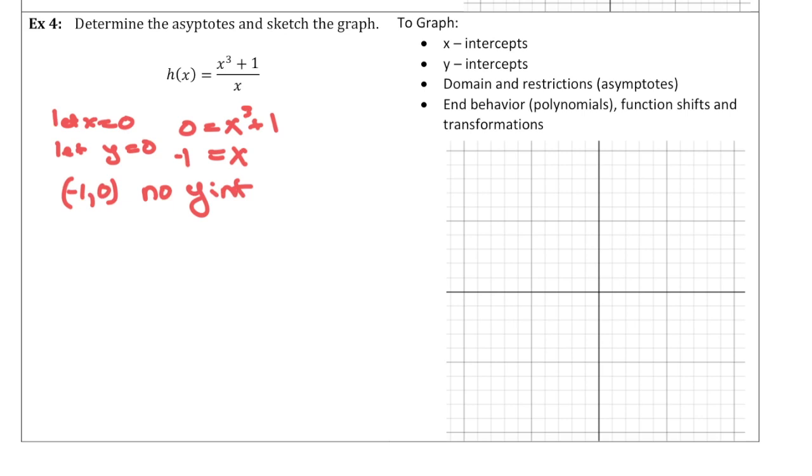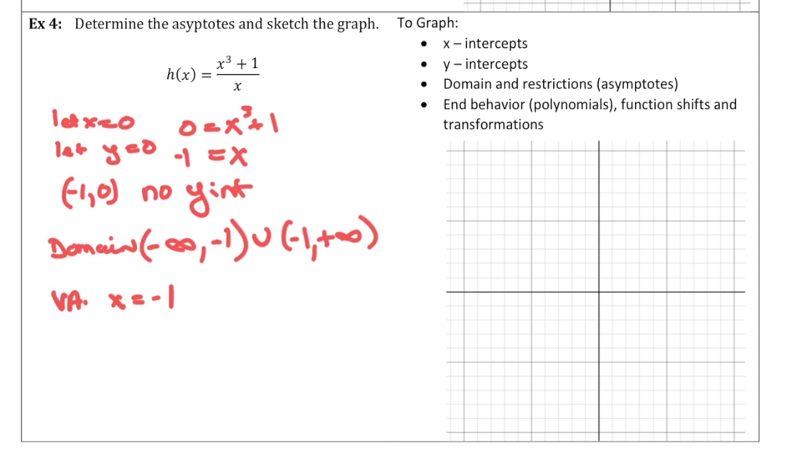After that, we think about the domain. We have the good information here that the domain is going from negative infinity to negative 1, union negative 1 to positive infinity. So we're skipping negative 1. We will have a vertical asymptote at x equals negative 1. With that, you need to write out the limit as x approaches negative 1 from the left of our function h of x, and we want the limit as x approaches negative 1 from the right of h of x.